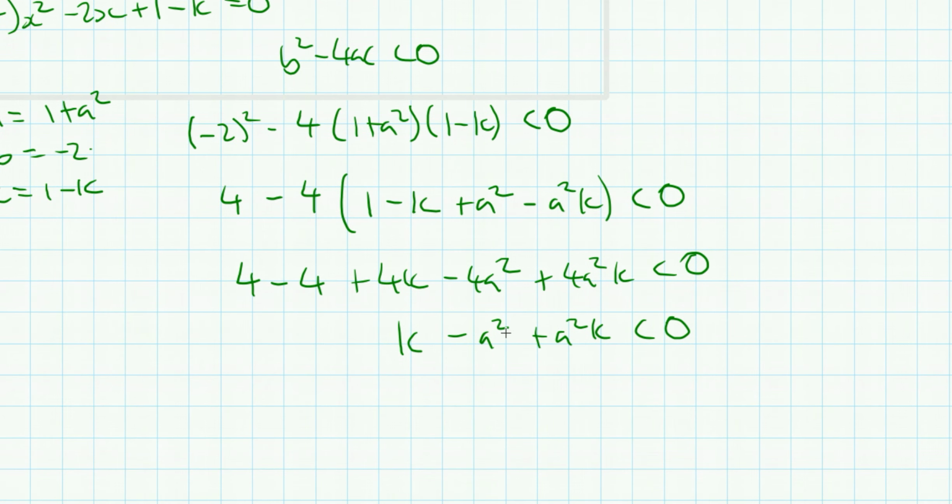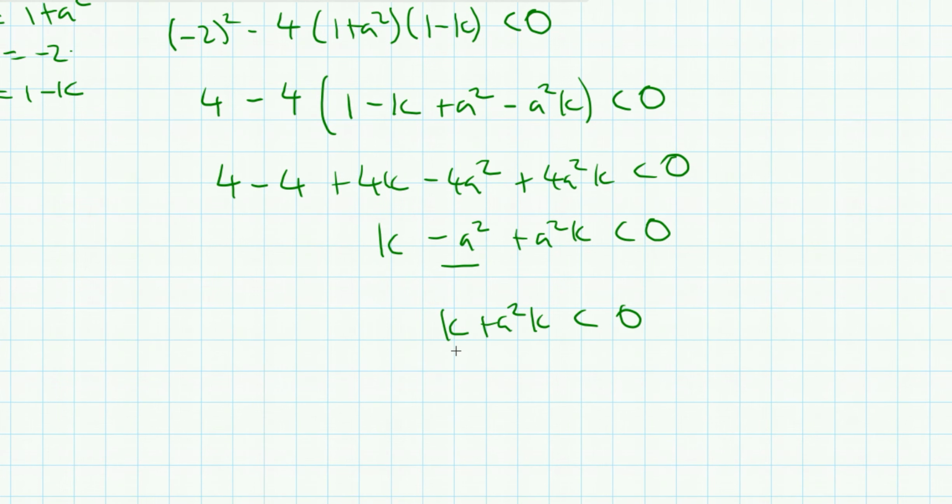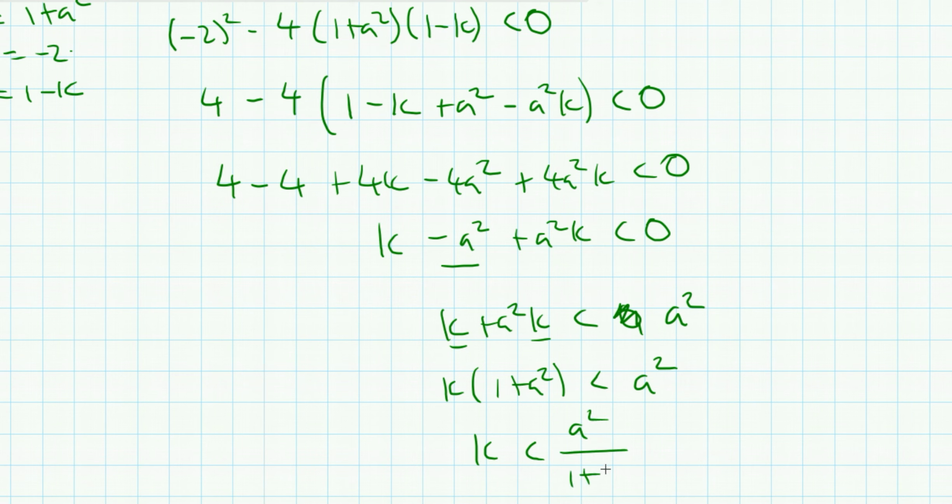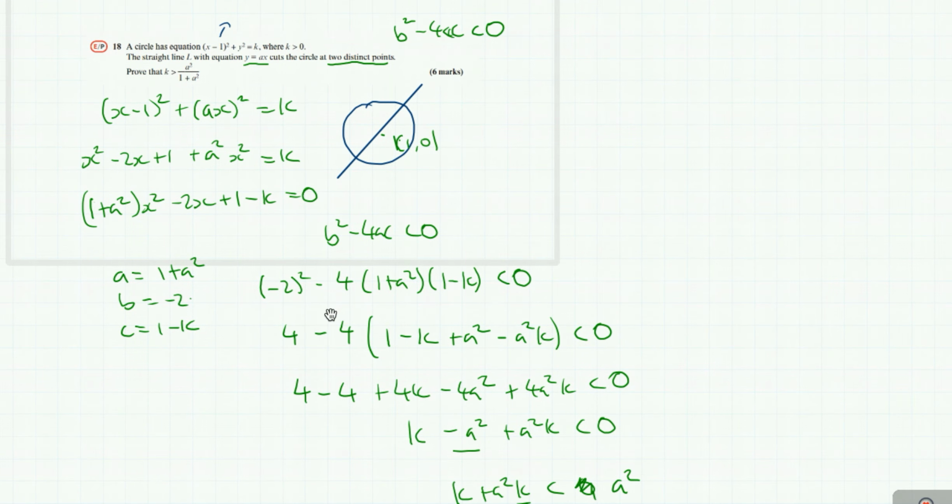So we're going to move the term without the k, which is the a squared, to the right-hand side. So we get k plus a squared k is less than... And then here, we're going to take out a common factor of k. So it's k(1 plus a squared). Oh, sorry, it's less than a squared. So it's k(1 plus a squared) is less than a squared. And then we can divide both sides by 1 plus a squared to get k is less than a squared over 1 plus a squared. And that is our answer to question 18.